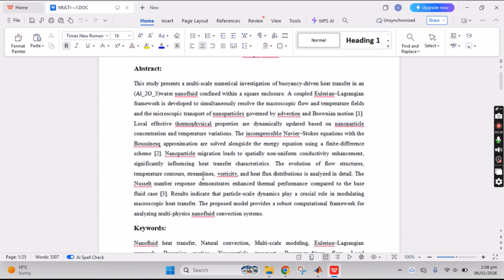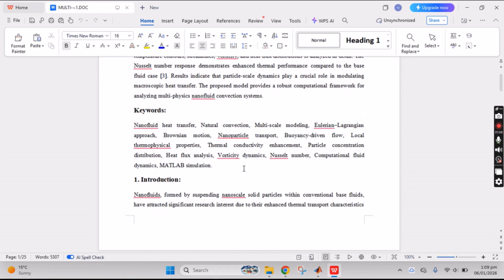So the incompressible Navier-Stokes equation with the Boussinesq approximation are solved alongside the energy equation using a finite difference scheme as well. So the nanoparticle migration leads to spatially non-uniform conductivity enhancement, significantly influencing heat transfer characteristics.